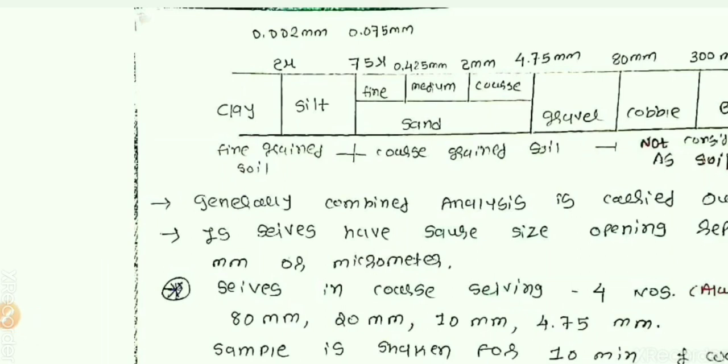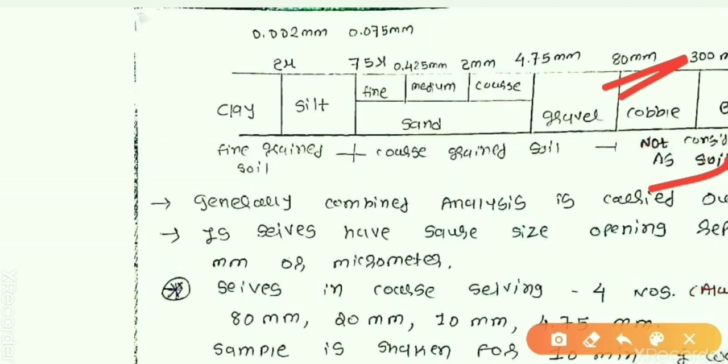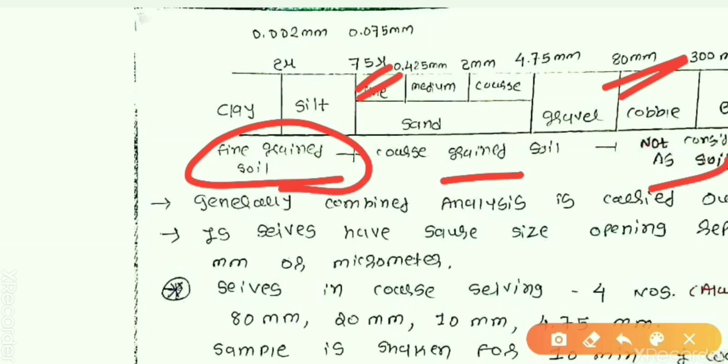Please remember that if a particle size is greater than 80 mm, then it is not considered as soil. If less than 80 mm, then there are two categories. If between 75 micron and 80 mm, then it is coarse grain soil, and if less than 75 micron, then it is fine grain soil. And there are two types of fine grain soil, clay and silt, and two types of coarse grain soil, sand and gravel.